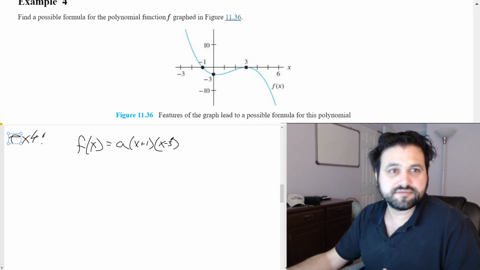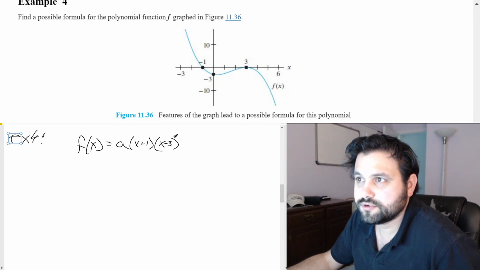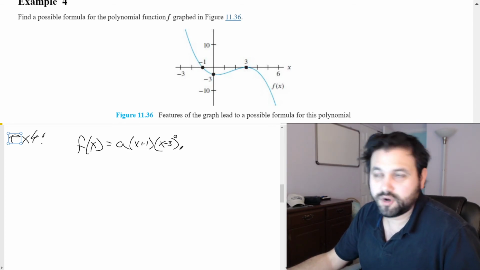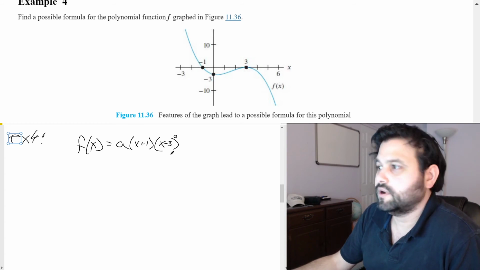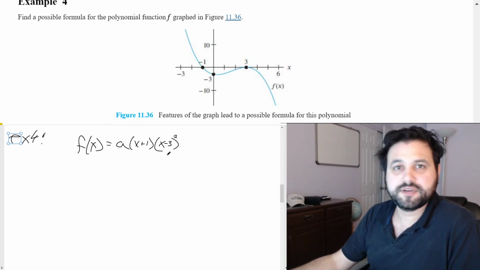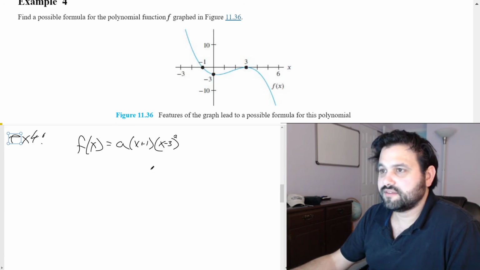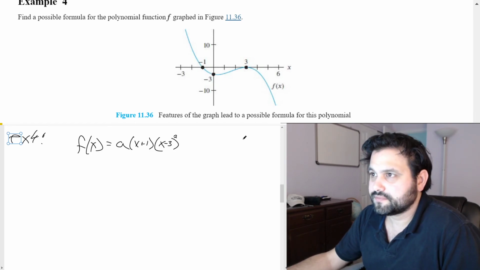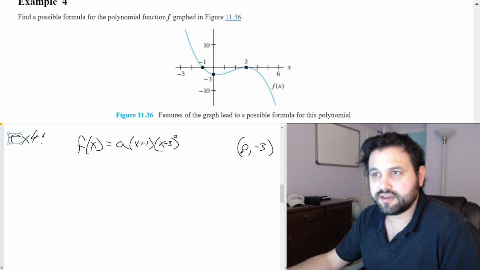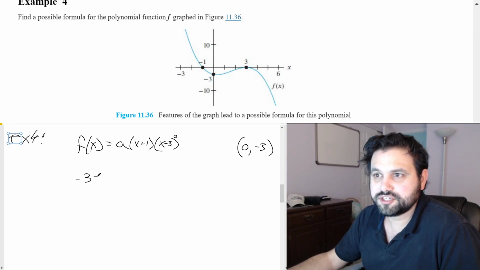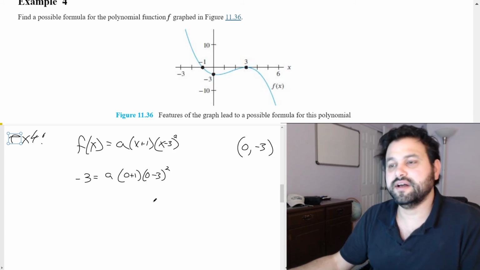That's why the question says find a possible formula. So we're just going to do 2 because why not? Okay, but it's got to be an even one. So there's the information we have. Now we know what the y-intercept is. The y-intercept is -3. And remember, a y-intercept means that the coordinate point is (0, -3). So when I put 0 in for the x's, I output -3. So now I'm going to just plug that information in. And now I can solve for my a value.